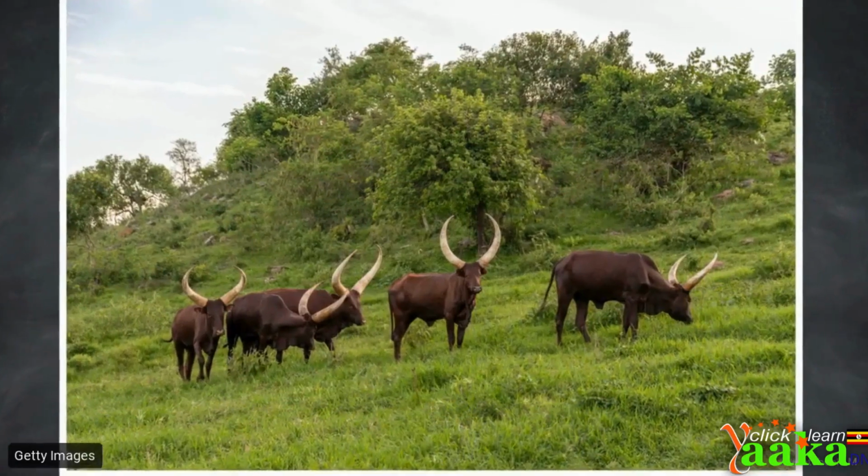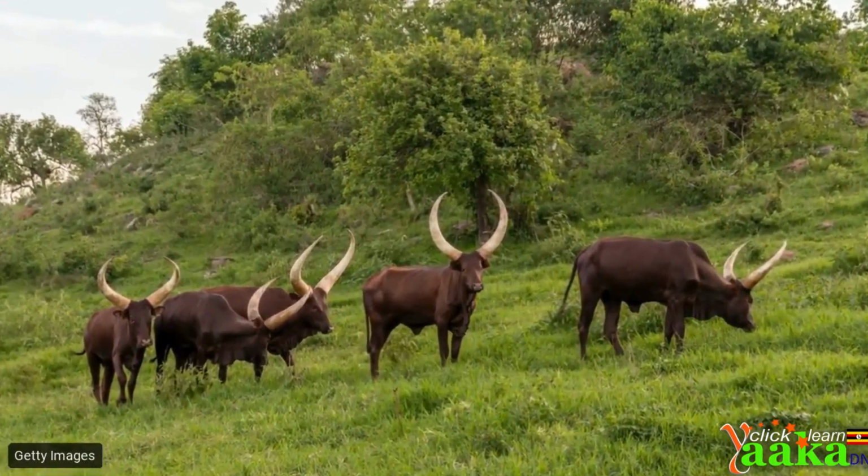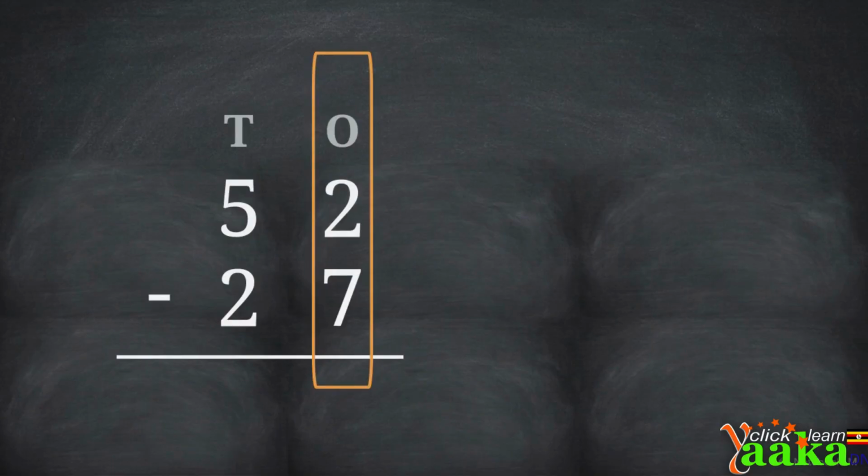A Ugandan farmer starts with 52 Ankole cows and sells 27 of them. This vertical equation finds the remaining cows, 52 minus 27. In the ones column, we hit a wall.